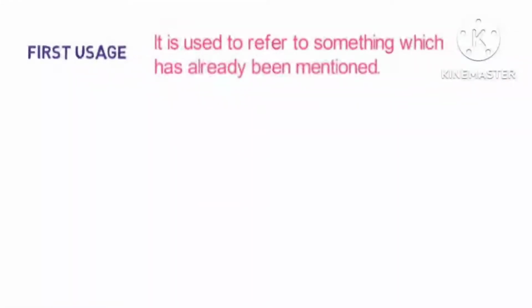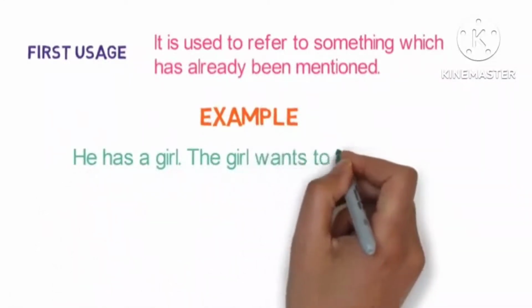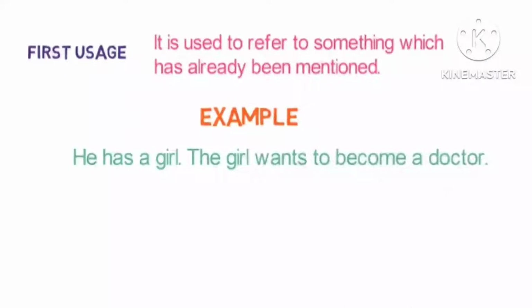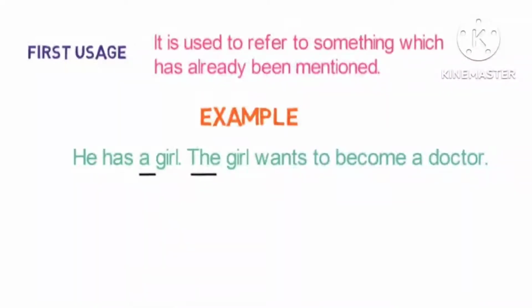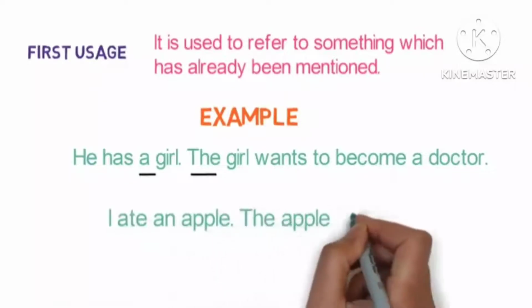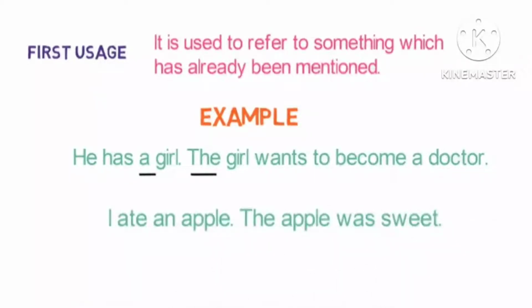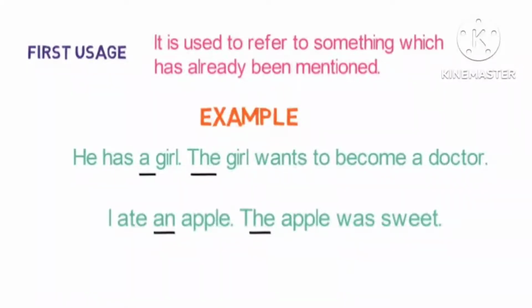First usage is, it is used to refer to something which has already been mentioned. For example, he has a girl, the girl wants to become a doctor. You can notice here that we used a for referring to the girl the first time, but we used the to refer to the same girl again. Let's look into one more example. I ate an apple, the apple was sweet. You can notice here that we used an for referring to the apple the first time, but we used the to refer to the apple the second time.